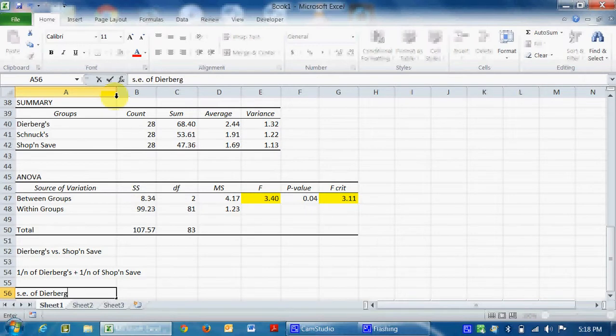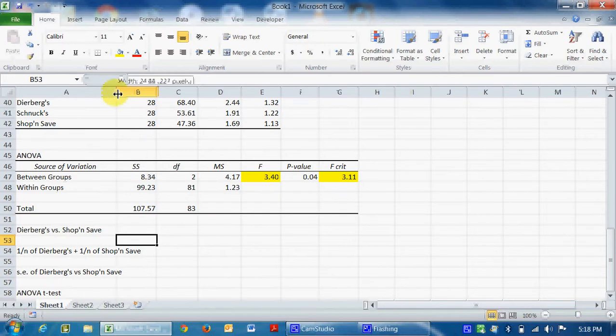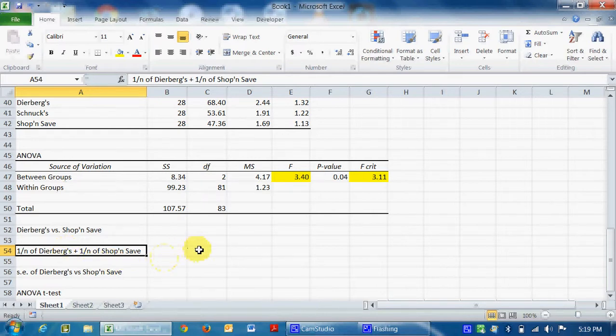Dierberg's versus Shop and Save. And finally, ANOVA t-test. I want this to look pretty, so I'm going to not spill over, so I'm going to move everything over so my typings fit all in one line. So we're going to analyze the difference between Dierberg's and Shop and Save.